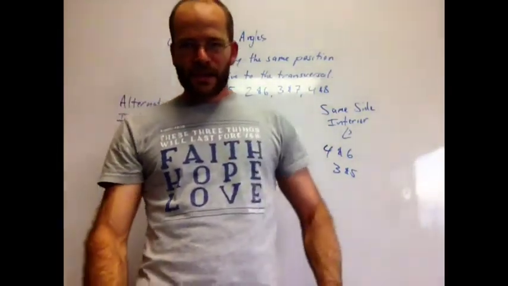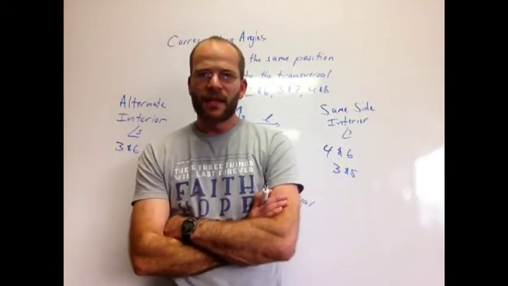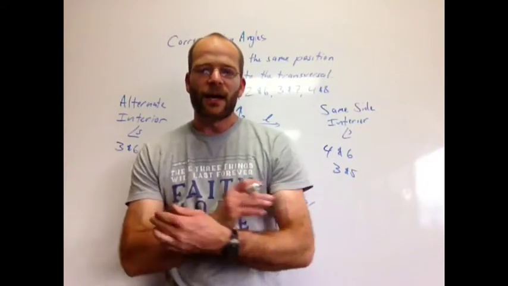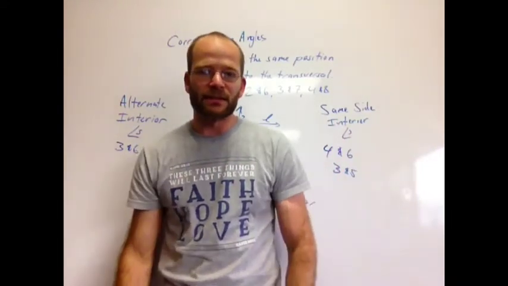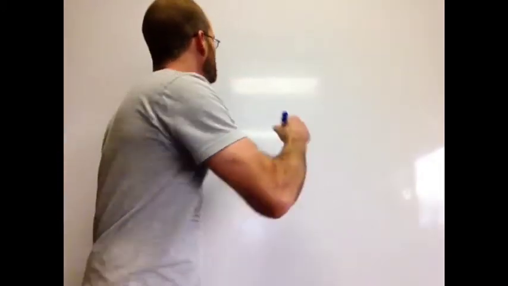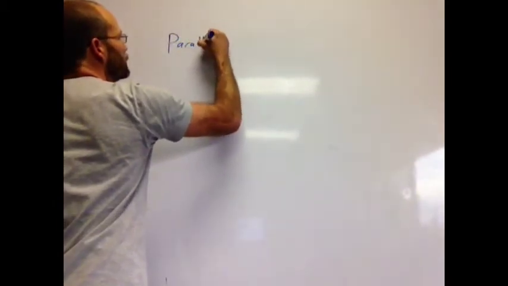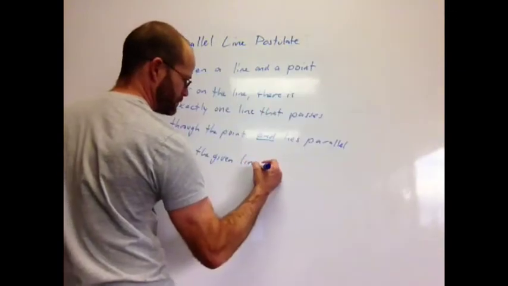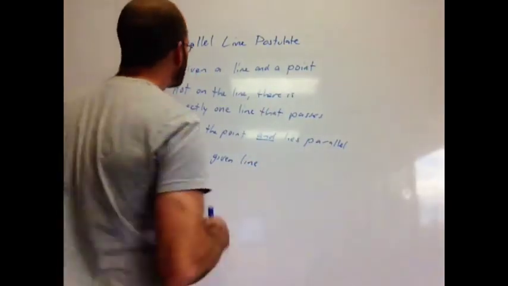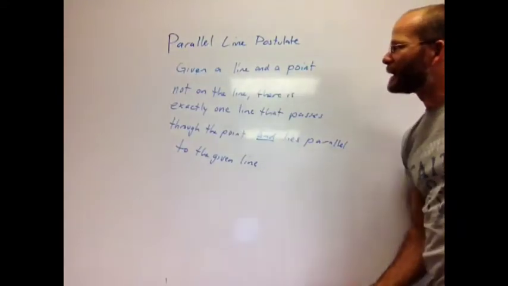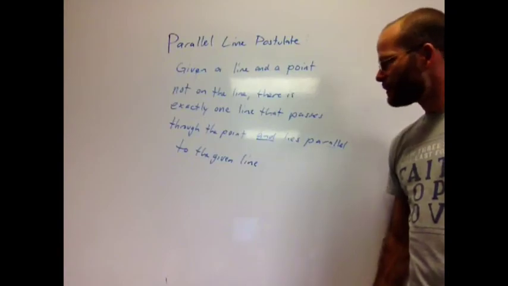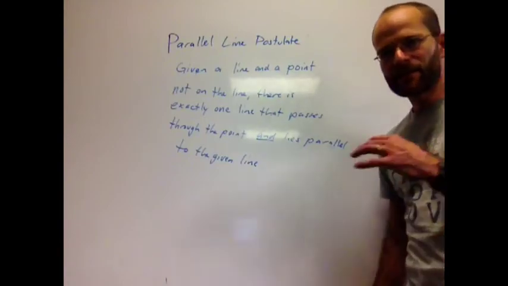The next thing we need to do is talk about 2 postulates, the parallel line postulate and the perpendicular line postulate. They're pretty straightforward. The structure of the 2 postulates is almost identical, so let me just show you how those work. Okay, we'll start with the parallel line postulate. It's a bit of a mouthful. Parallel line postulate says, given a line and a point not on the line, there is exactly one line that passes through the point and lies parallel to the given line. Let me show you what that means.